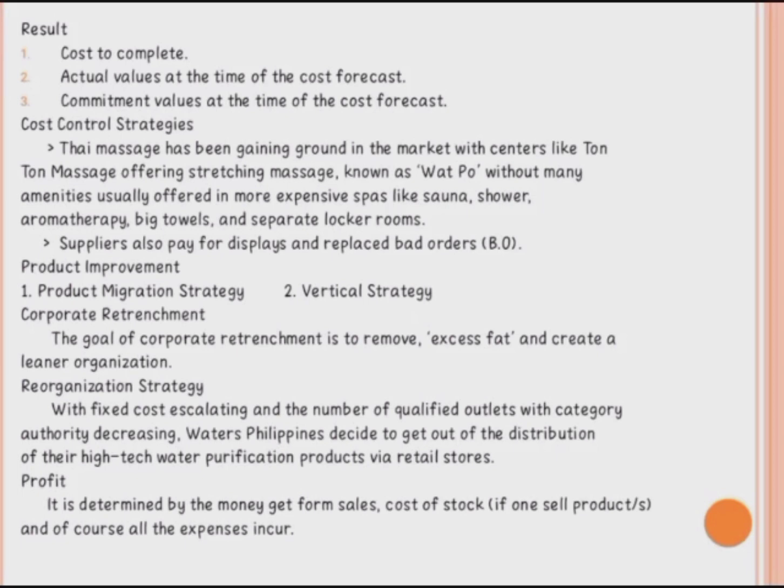Vertical integration strategy. Vertical integration strategy can either be forward or backward. The objective is to gain economies of scale and to increase control and margin. For instance, Jollibee has their own bakery. Backward integration, providing them bread and other products.